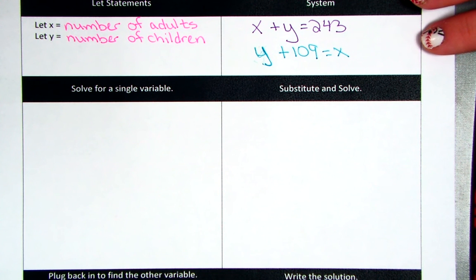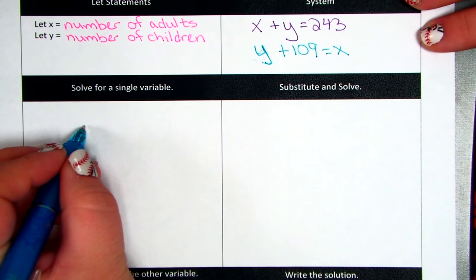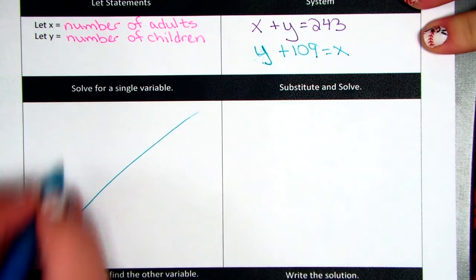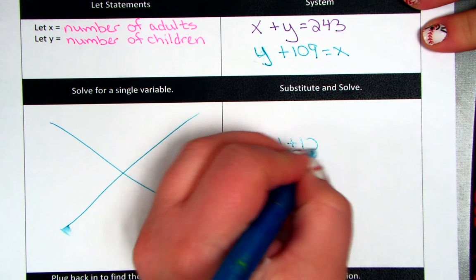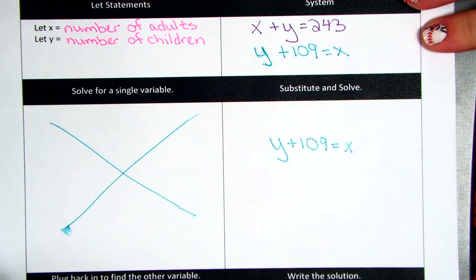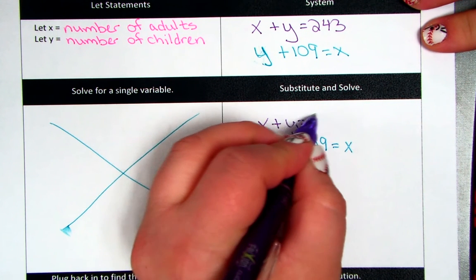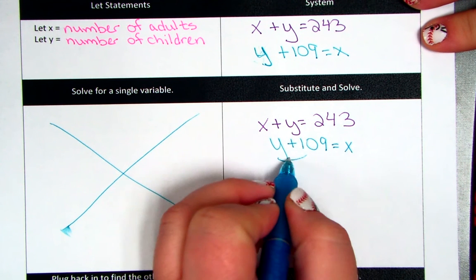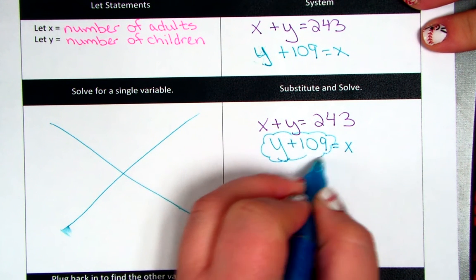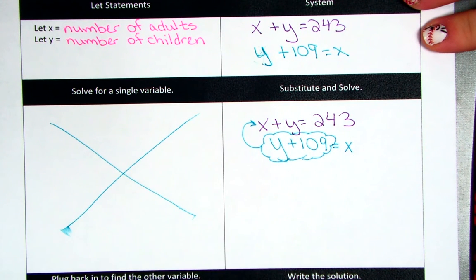Is there already an equation that has a variable by itself? And there is. It's right here. So I don't need to do anything in this box. I can just start substituting and solving. So these are my two equations. And since x is already by itself here, I'm going to take y plus 109, our expression, and plug it in for x.